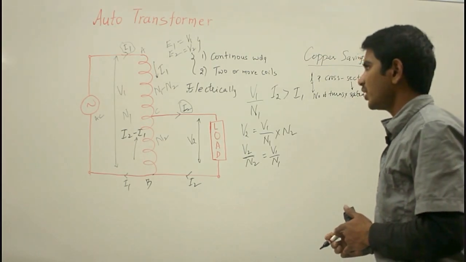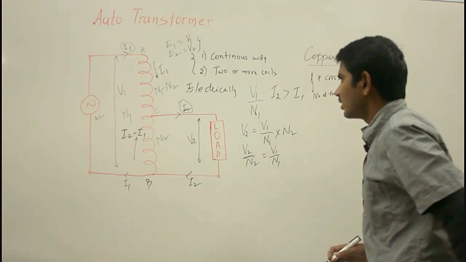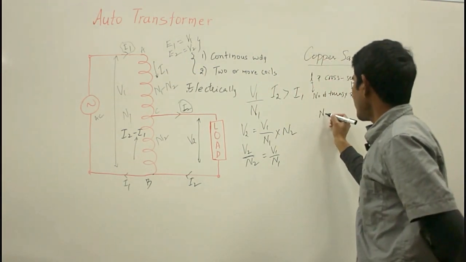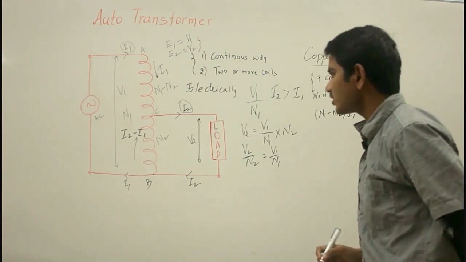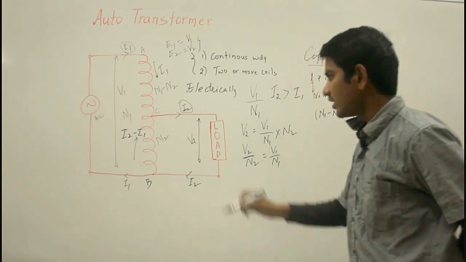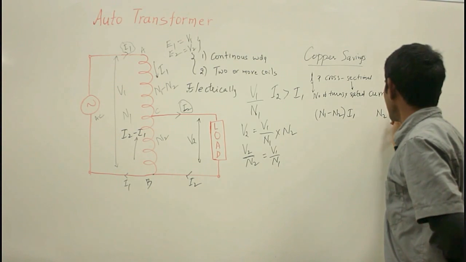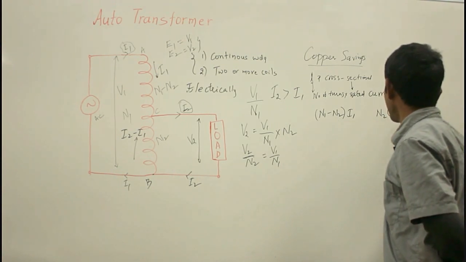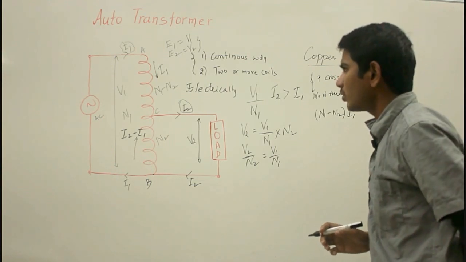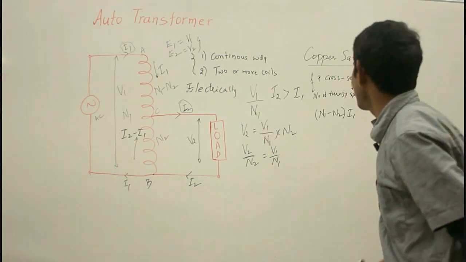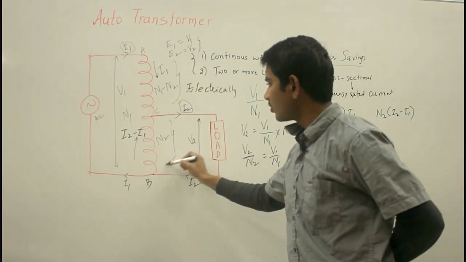So if I consider the weight of copper in the section AC, then the weight is equal to N1 minus N2 into I1, and if I consider the weight of conductor in section BC, I have the weight as N2 into I2 minus I1. So the total weight of copper conductors here will be the summation of these two weights, the weight of this section plus the weight of this section.